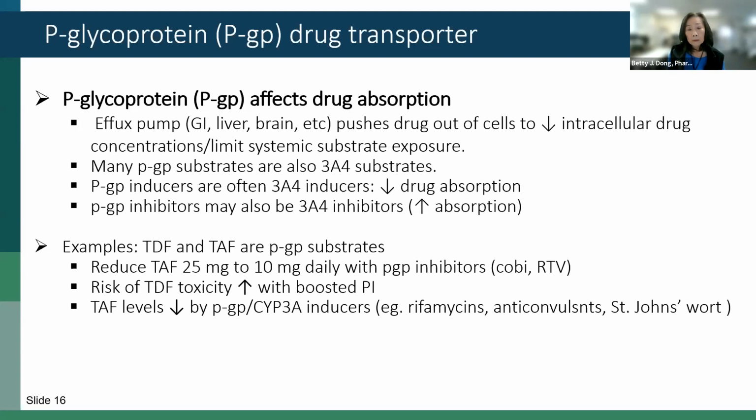Common antiretroviral PGP substrates are tenofovir alafenamide, as well as tenofovir disoproxil. Some of the clinical consequences that I think we all know as HIV clinicians is that TAF levels go up with PGP inhibitors such as cobicistat or ritonavir. So our dosage of TAF is often reduced from 25 to 10 milligrams daily. And there is always concern that for tenofovir, when we're using a boosted PI, there might be an increased chance of renal toxicity with tenofovir. We're also going to see some data about reducing TAF levels by PGP/3A inducers, and we'll show you that as we go through the presentation.